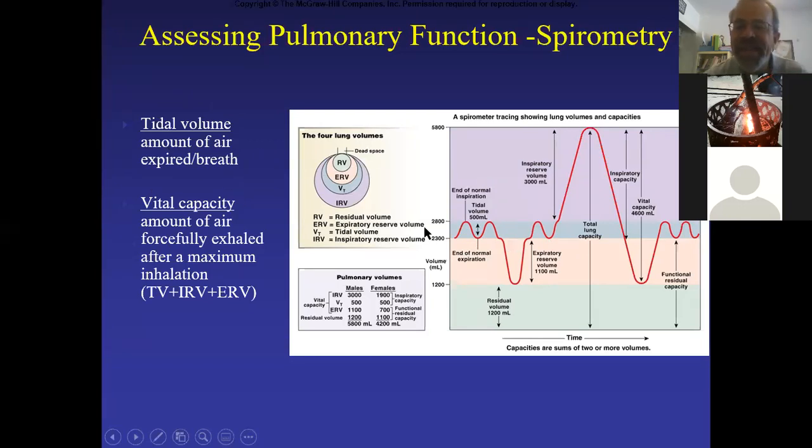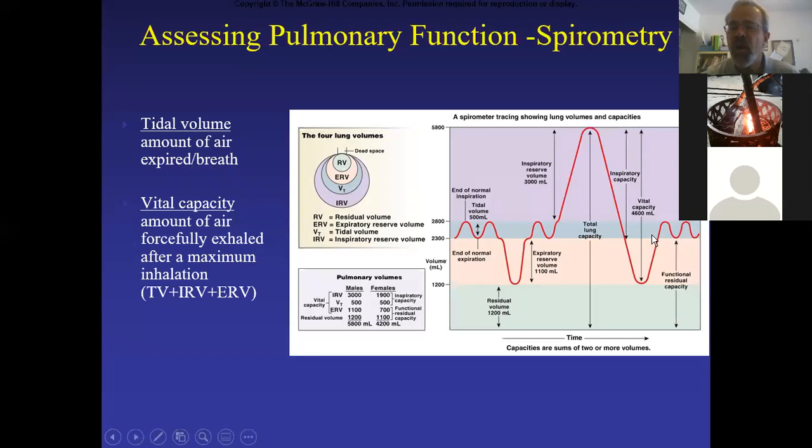Tidal volume, and this is a slight correction. It says the amount of air expired per breath. It can be the amount of air inspired or expired, and it's right here. So just sitting at your desk, breathing in and breathing out, unforced, that's what you call tidal volume. Just basic, unforced breathing.